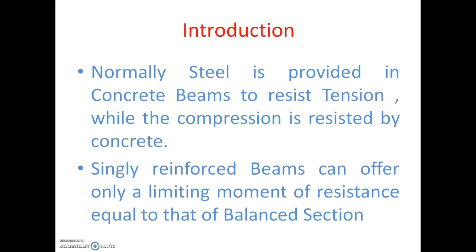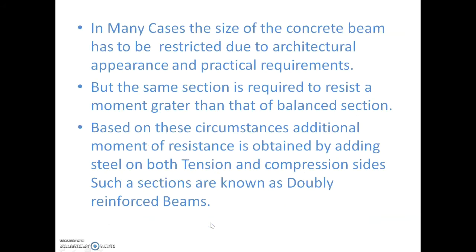As we already saw in the previous videos, we have three types of sections: balanced section, under reinforced and over reinforced. Balanced section means x_u is equal to x_u max. If x_u is less than x_u max, that is called under reinforced. If x_u is greater than x_u max, that particular section is known as over reinforced.